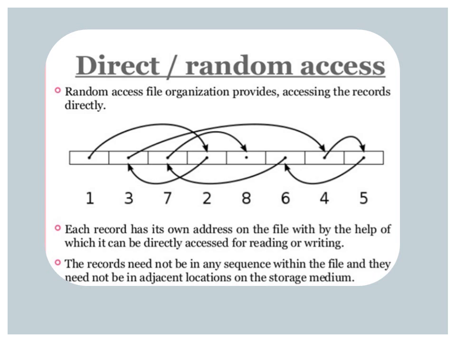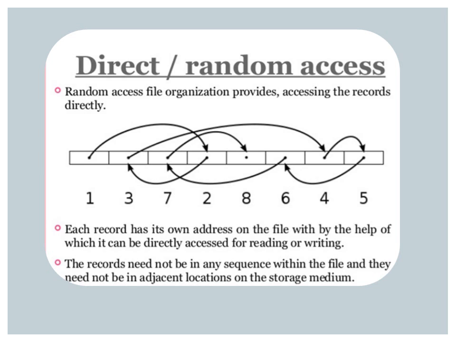Now we'll see the direct or random access. We can also say that it is a random access. Random access file organization provides accessing the records directly. Now see, there is record 1, then it points to record 2, then from there we can access record 3, then 8, and so on. It means we are randomly accessing the particular records.